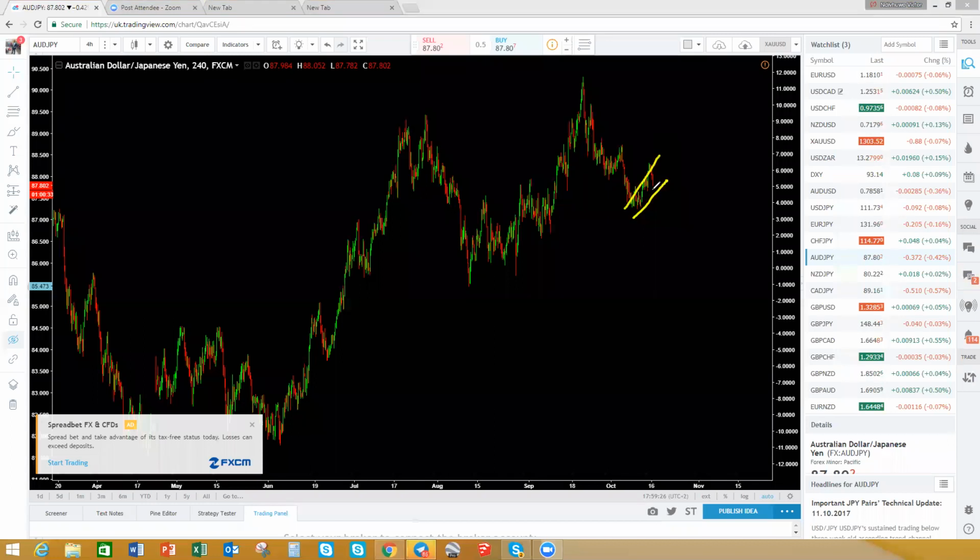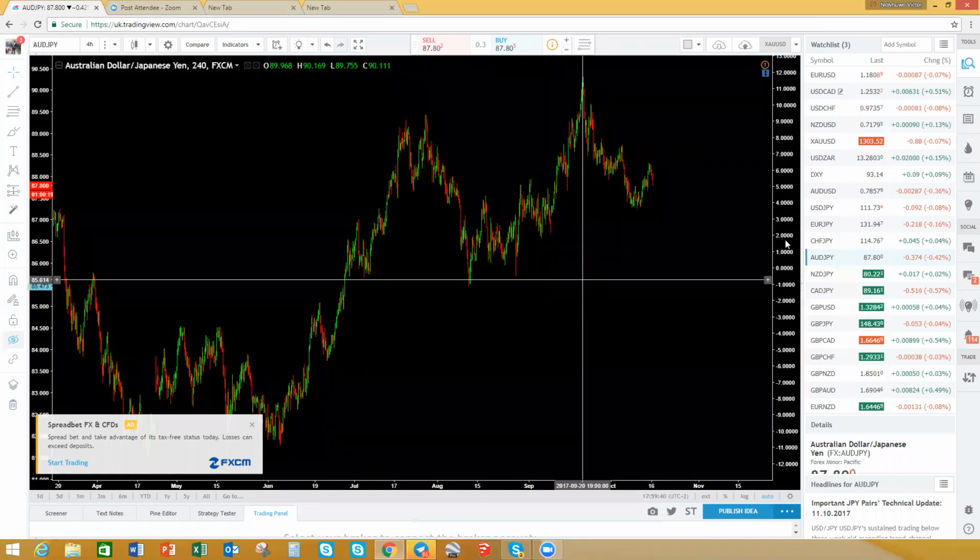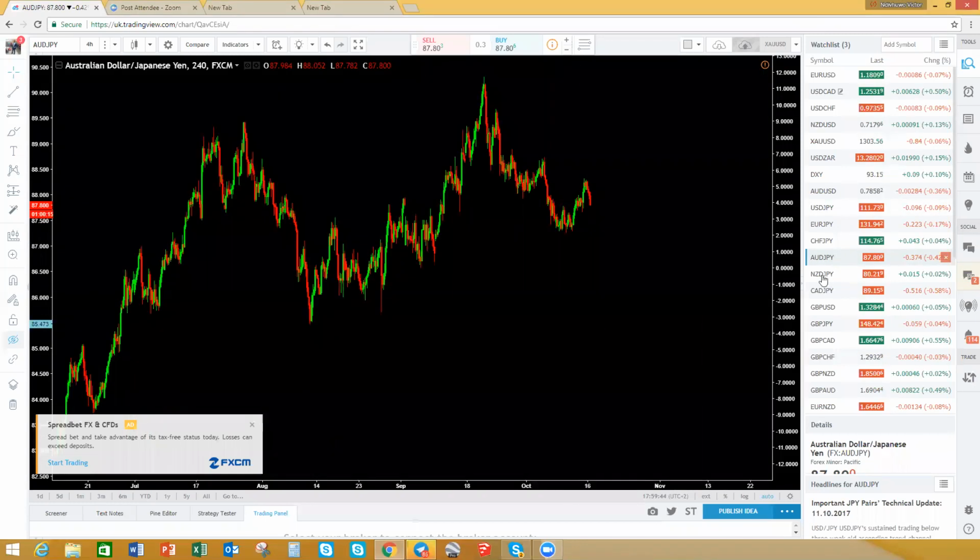There's a flag. You get a corrective flag. You go down, it comes and breaks here, completes your regular flat, and then it goes. Then you get 1, 2, 3 waves, and then we go. Okay, that's what's happening right now. That is Aussie JPY, New Zealand JPY.